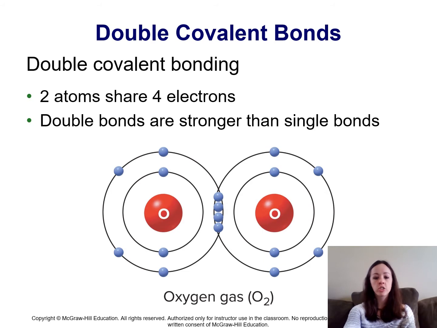When elements share 2 electrons, like in hydrogen gas here, it is going to be called a double covalent bond. The structural formula will have 2 lines between the 2 atomic numbers, indicating that they are sharing 2 pairs of electrons.